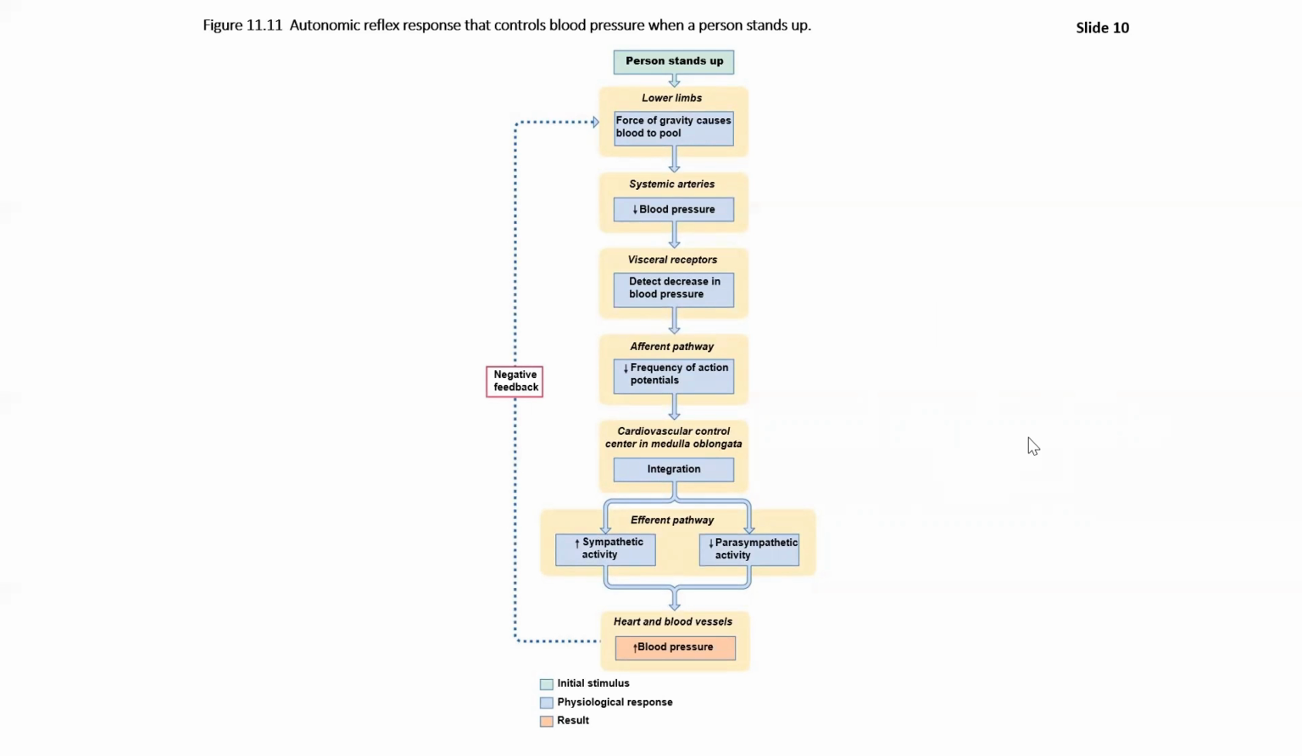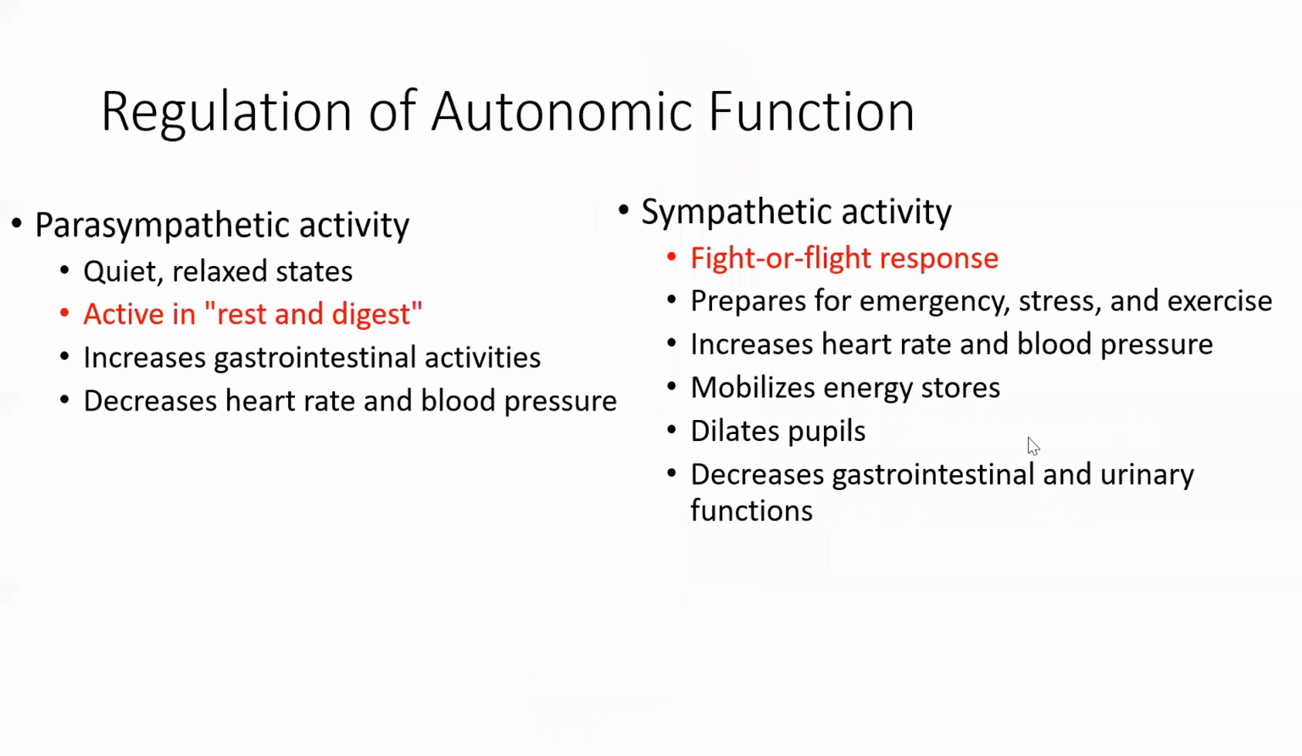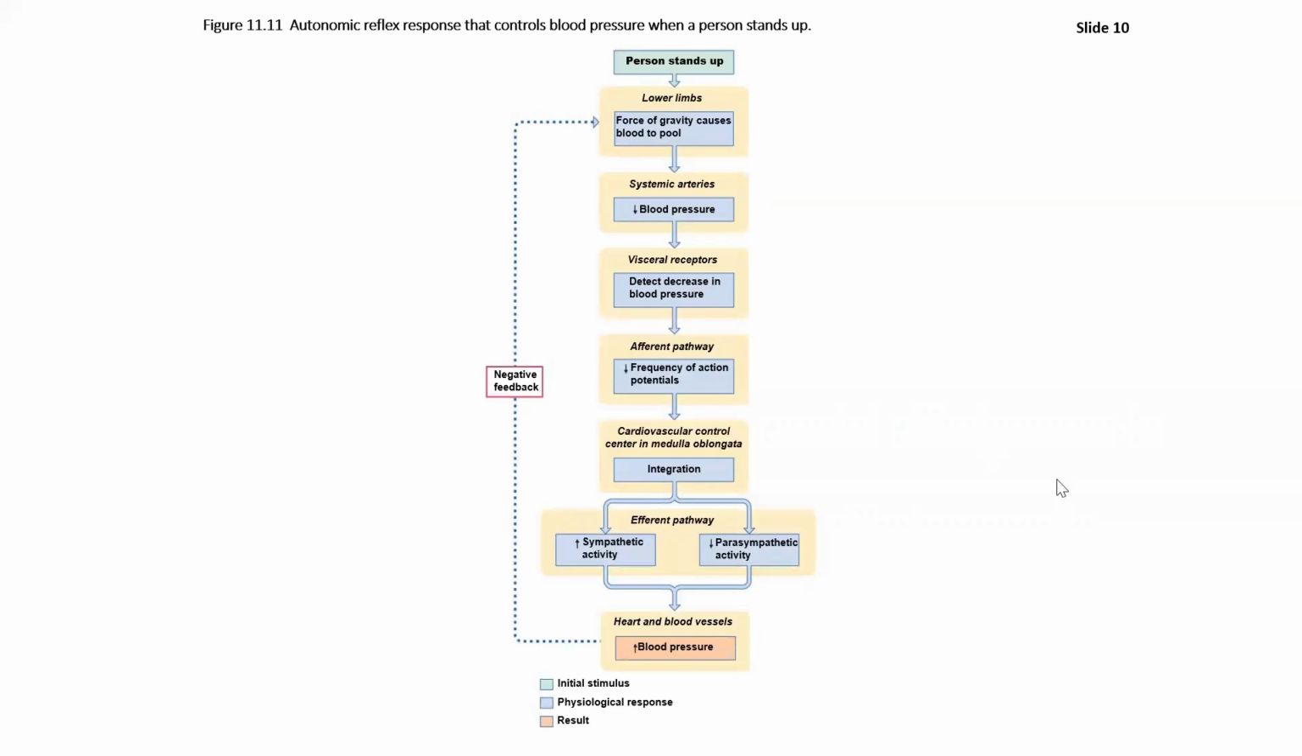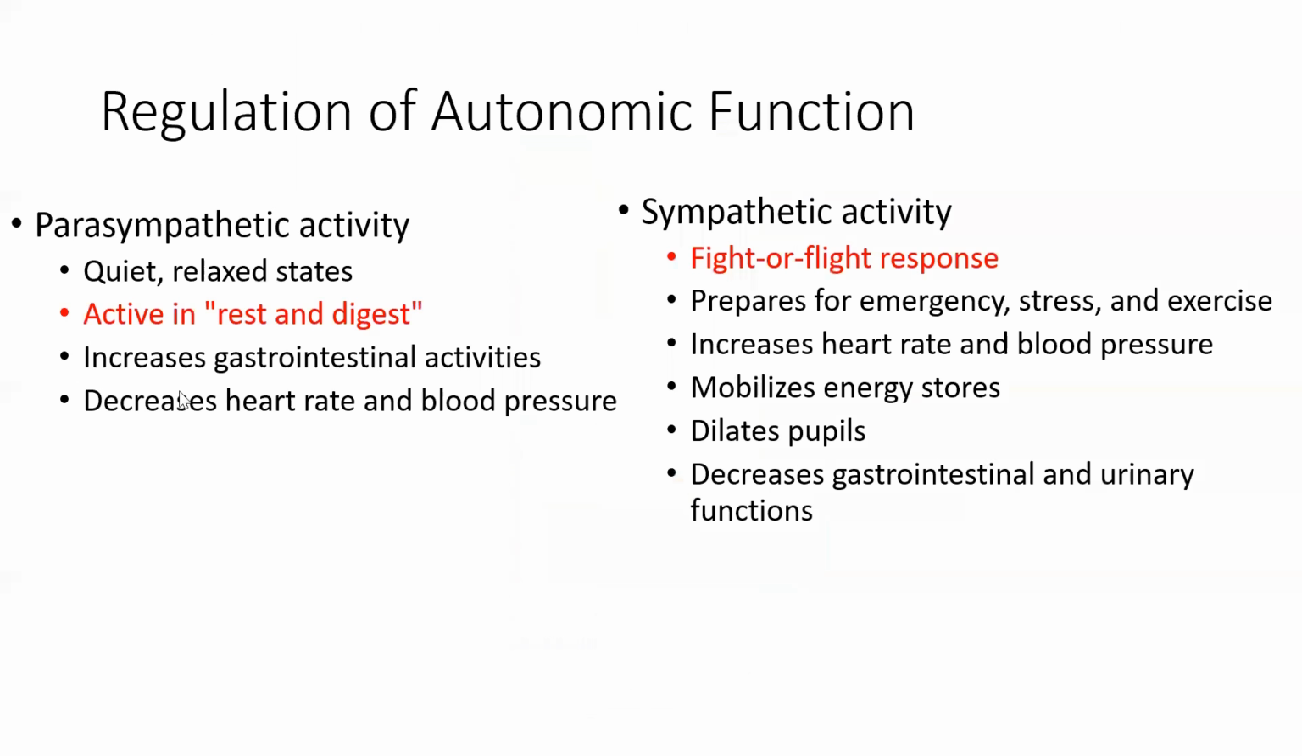Okay. So this is just an example of how both divisions are working together, incorporating the autonomic nervous system, incorporating the central nervous system, the integrating centers, in order to bring about and maintain homeostasis.